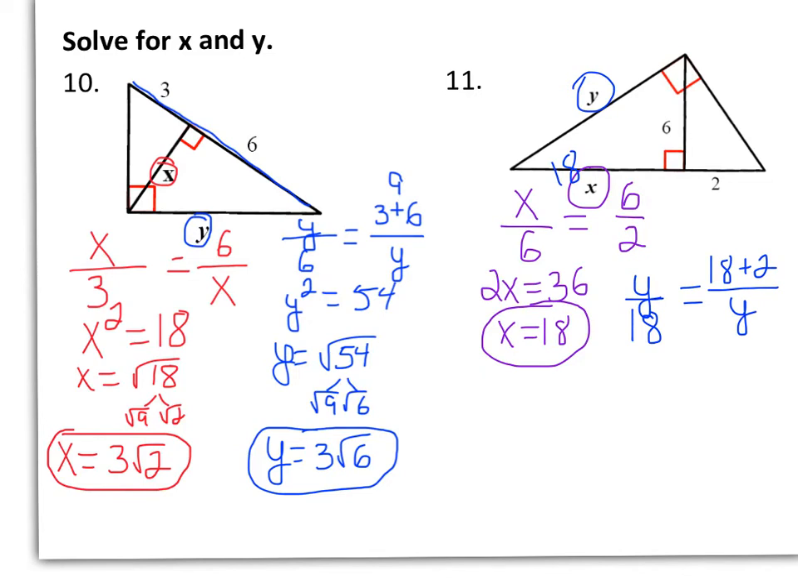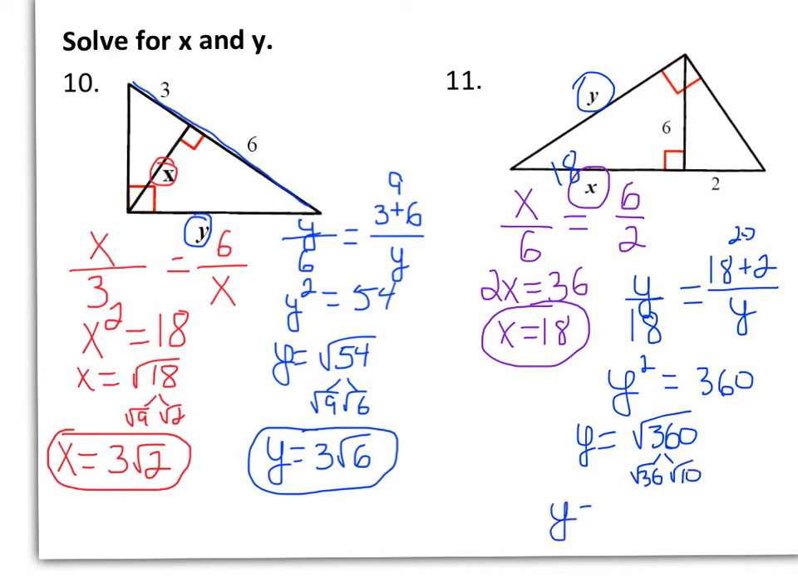So now take the cross product. Y times y is y squared. And then I'm taking 18 times 20, or 360. So y equals the square root of 360, which is not a perfect square, but we can simplify this as 36 and 10. So y is equal to 6 root 10. These problems are a little trickier and will get easier, at least a little better, with some practice.